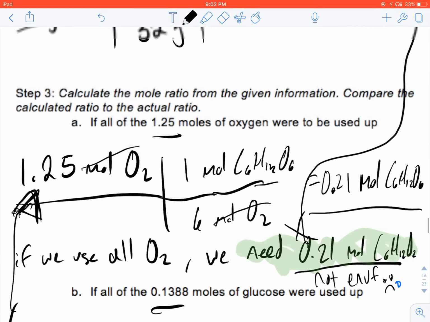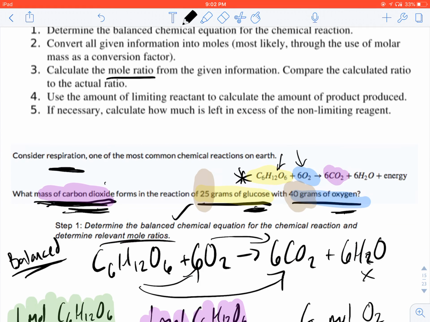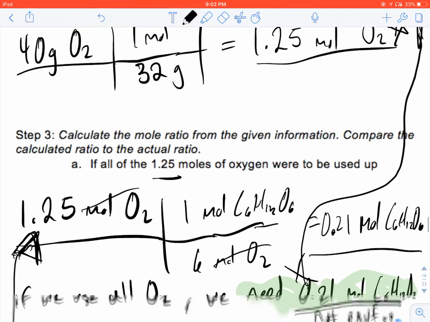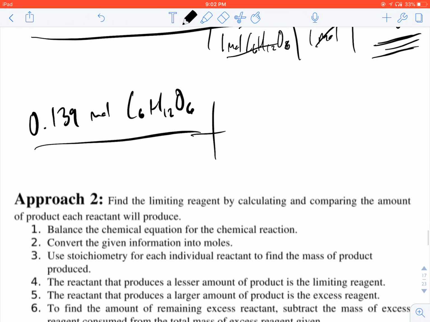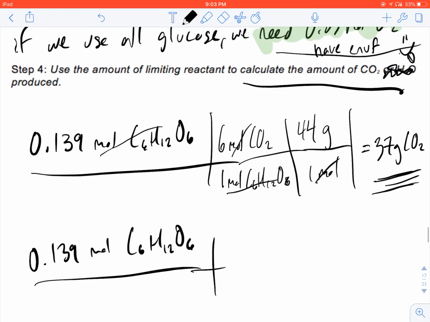dioxide. So, answering this question here, what mass of carbon dioxide forms in the reaction of 25 grams of glucose, 40 grams of oxygen? We had to do all of these steps to determine that we could make 37 grams of carbon dioxide given those two amounts of reactants.